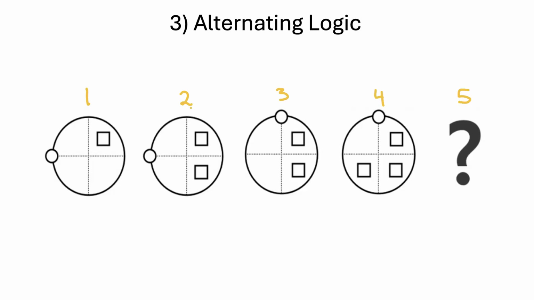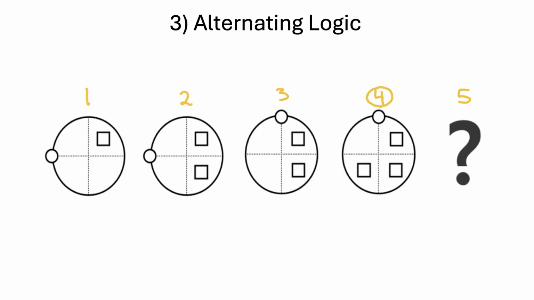So for example, we added a square on an even frame, but the position of the white circle changed on an odd frame. So let's see if that works. If we add a square to the next available quadrant clockwise in even frames, and then change the position of the outer white circle by moving it 90 degrees clockwise, can we predict number 4, and then eventually number 5? So let's see.